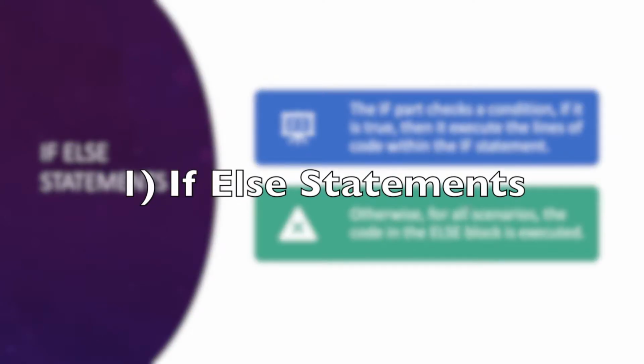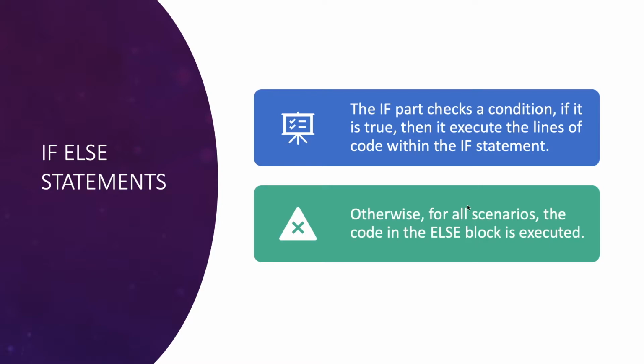So let's get started. The first topic for today is if-else statements. They're just statements which check if a certain condition is true or false. The if part checks a condition. If it is true, then it executes the lines which are indented and within the if statement. Otherwise, there is an else written there, and the block of code below it is executed.